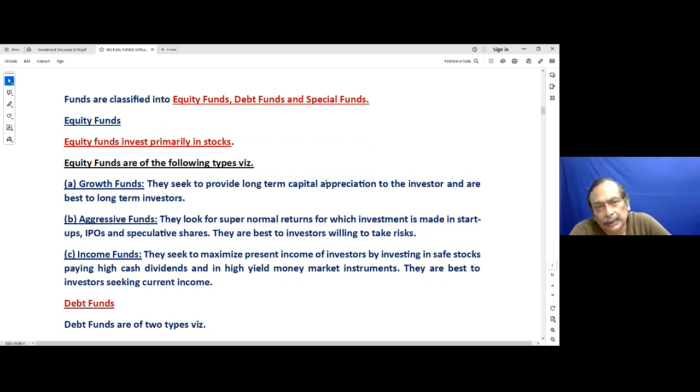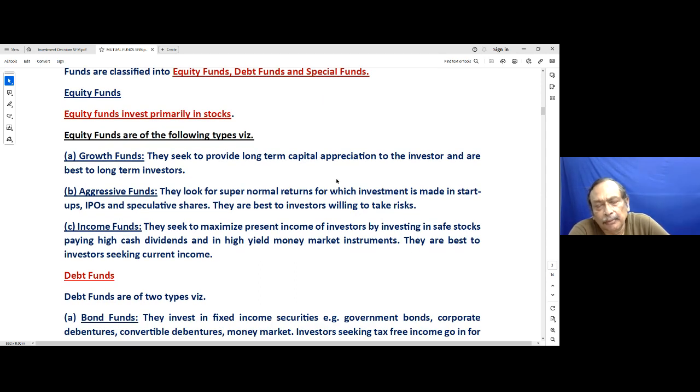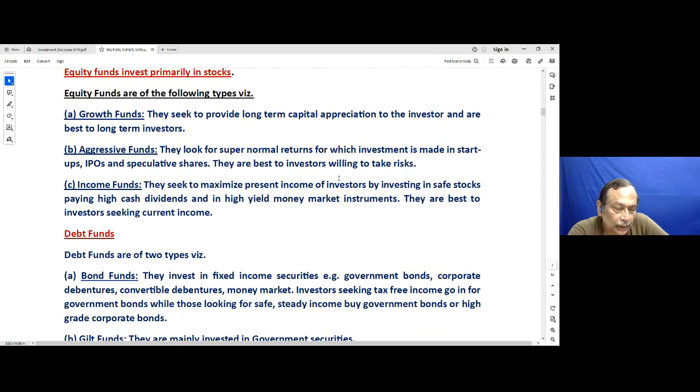So equity funds invest primarily in stocks. Equity funds are of the following types. Number one, growth funds. They seek to provide long-term capital appreciation to the investor and are best for long-term investors.